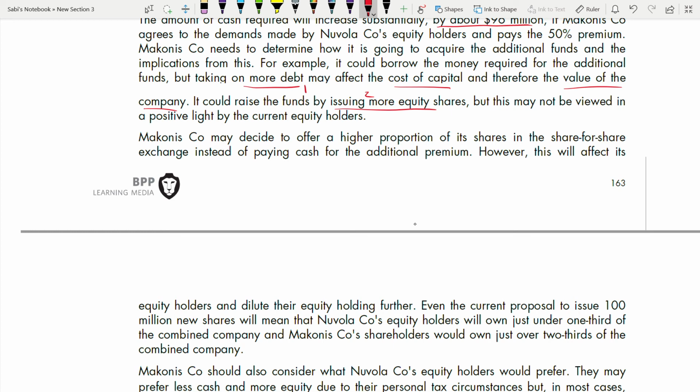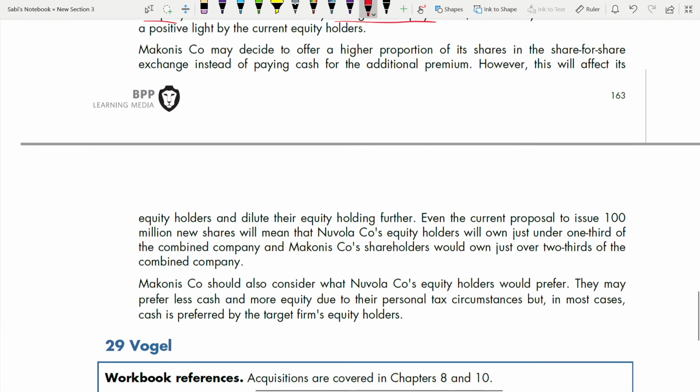Even the current proposal to issue 100 million new shares will mean that Novala's equity holders will own just under one-third of the combined company, and Makonis shareholders would own just over two-thirds of the combined company. There's some calculation for how they got that one-third and two-thirds. We'll do this calculation at the end of this video.